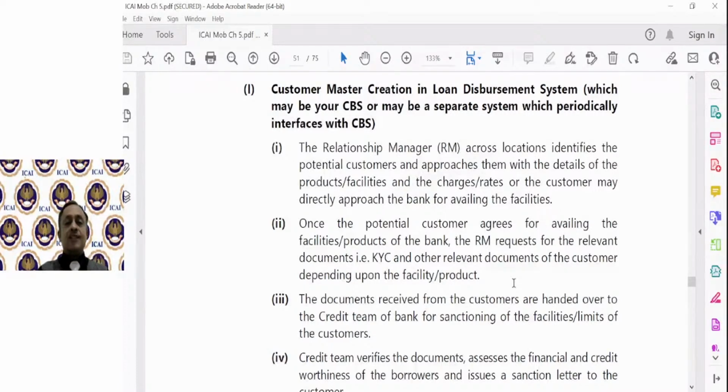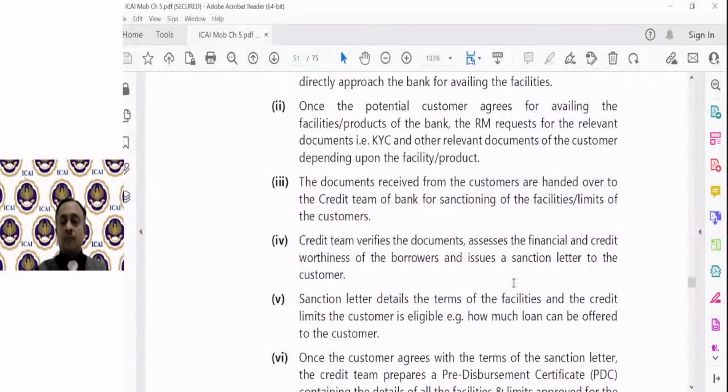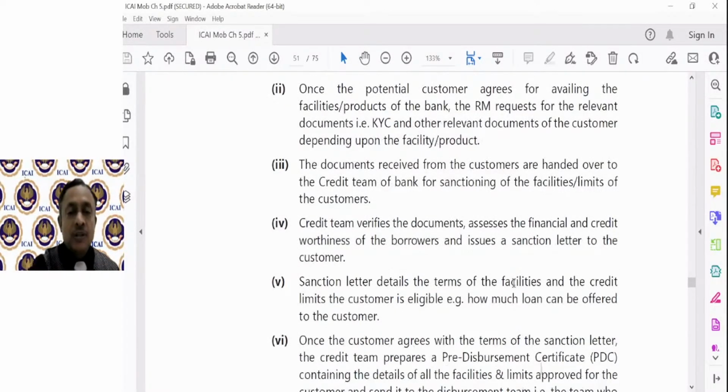Once the potential customer agrees to avail the facility, the relationship manager requests the relevant documents, KYC and other documents, to allow the banker to go ahead with the sanction. The documents received from the customer are handed to the credit team for risk assessment. The credit team verifies the documents, assesses the financial and credit worthiness of the borrower, and issues a sanction letter to the customer. Based on this, the sanction is given. The sanction letter details the terms of the facility and the credit limits the customer enjoys, how much loan can be offered to the customer.